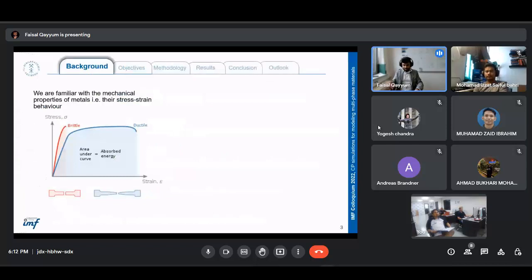So with the background in mind, let me select this laser pointer. It will be easier. Oh, I cannot do this. Why can't I do this?